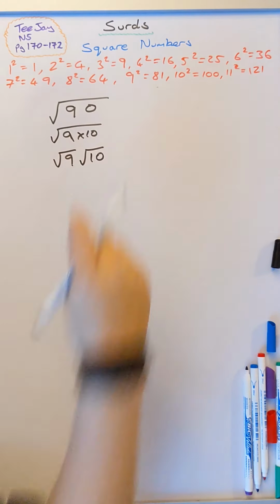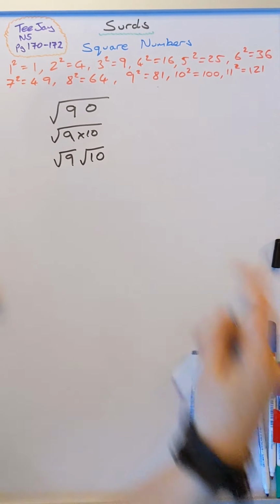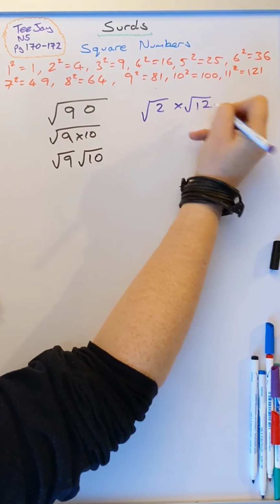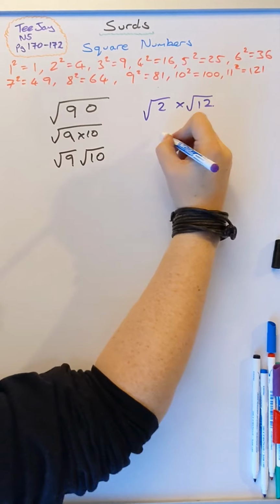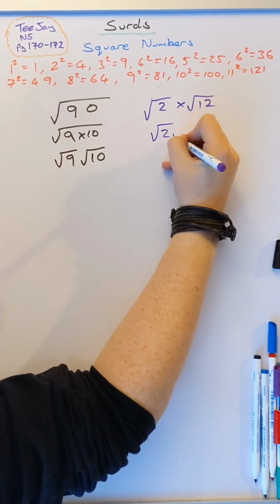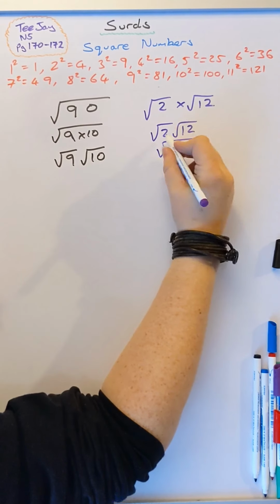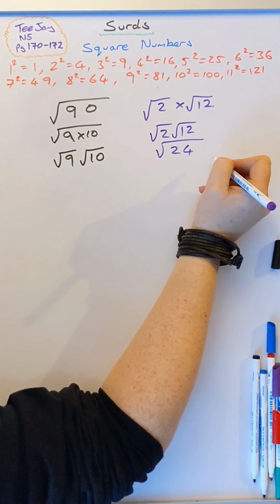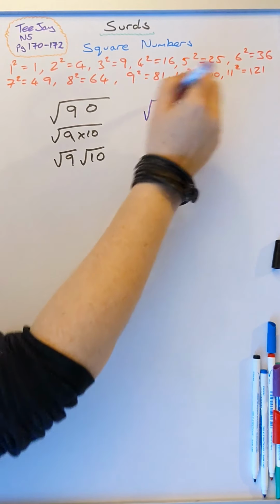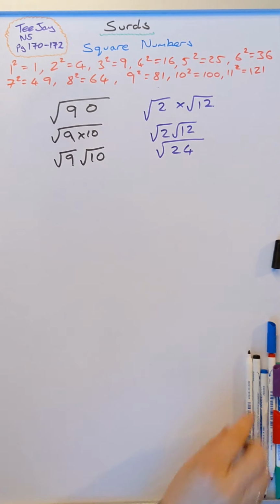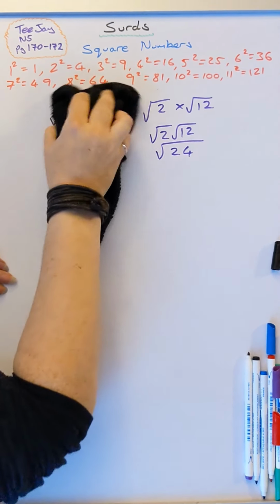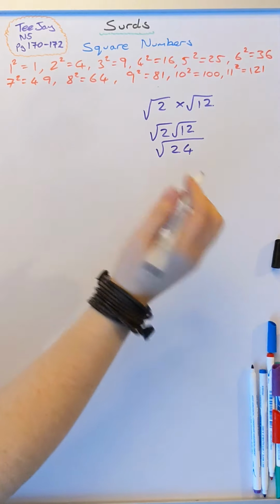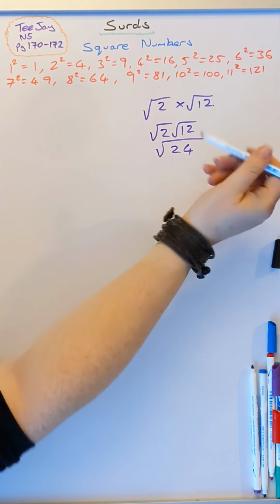So if I have, let's see, root 2 times root 12, what I have is root 2 root 12, or root 2 times 12, which is root 24. But if you're going to simplify them, you might as well simplify them further up. So I'll just show you on the side here an alternative method of getting to the final answer without having gone up the way first.